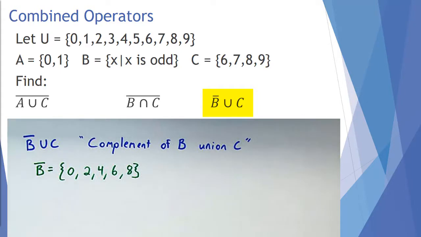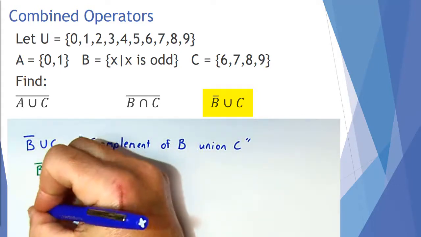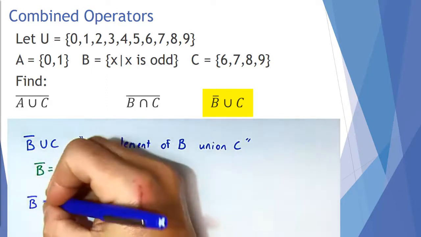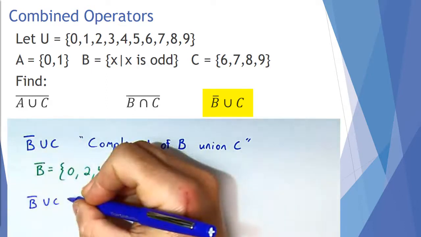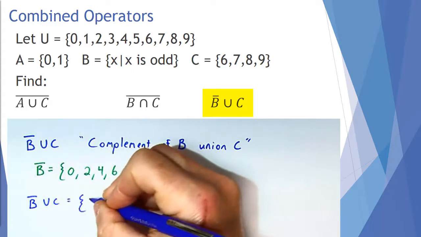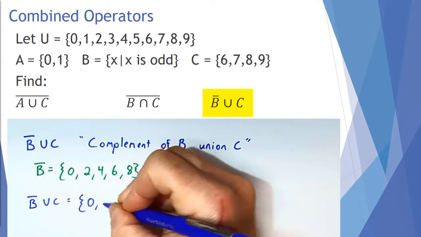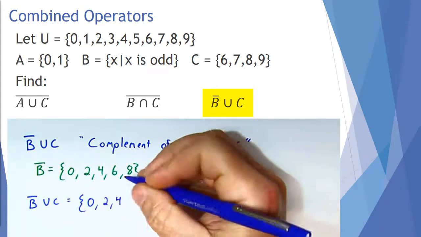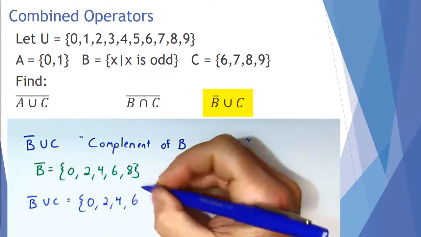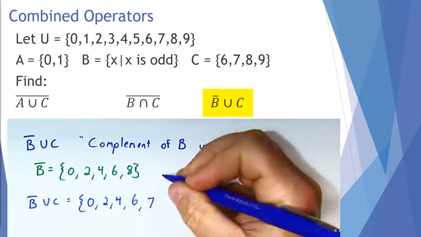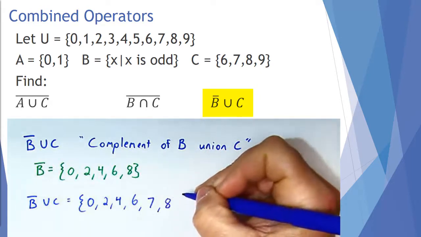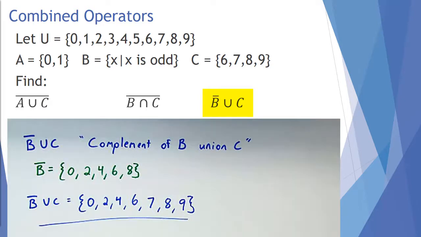Now C is given there on your screen, 6, 7, 8, and 9, and therefore the complement of B union C, shown on your screen, if we pool all those together, we're going to have 0 from the complement of B, 2 and 4 from the complement of B, 6 still from the complement of B, 7 which comes from C, 8 which comes from both, and 9 which comes from C. And there are the elements of the complement of B joined with those from set C. And here again our notation told us that we had to start by finding the complement of B before we can combine it with the elements of C.